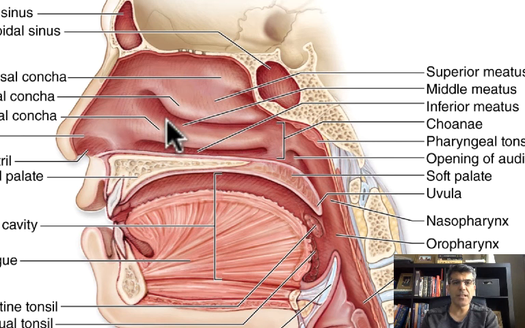When you look inside the nasal cavity, you can see a bunch of projections. You remember those projections? They are called conchae: superior concha, middle concha, and inferior concha. Between these projections, of course, you have some depressions, and those are called meatus. So this is the superior meatus, middle meatus, and inferior meatus.